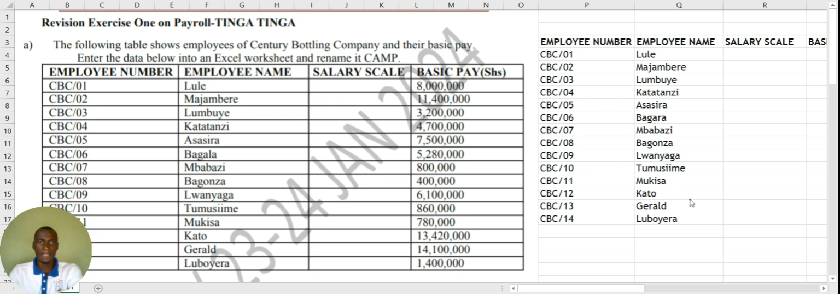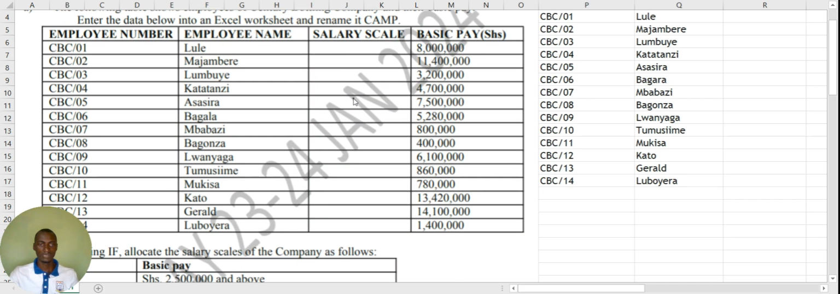Please pay close attention and follow alongside as I guide you through the entire process. So the following data shows employees of Century Bottling Company and their basic pay. Enter the data below into an Excel worksheet and rename it camp: employee number, employee name, salary scale, then the basic pay. So this is what we have to enter into an Excel sheet. We are going to see how to do that.